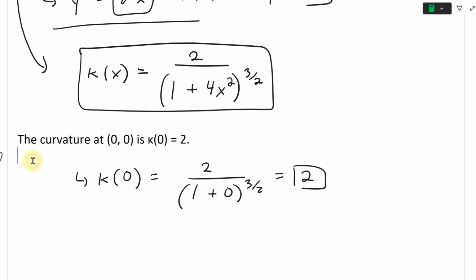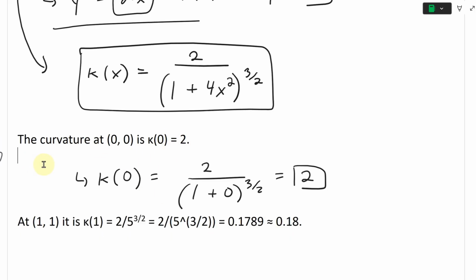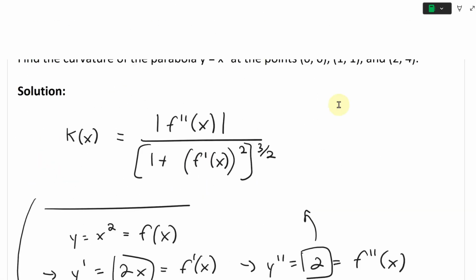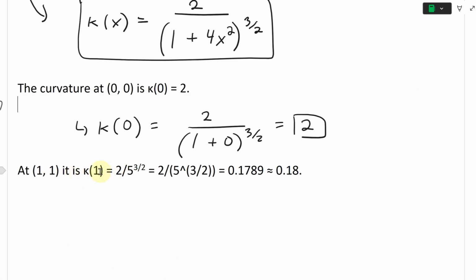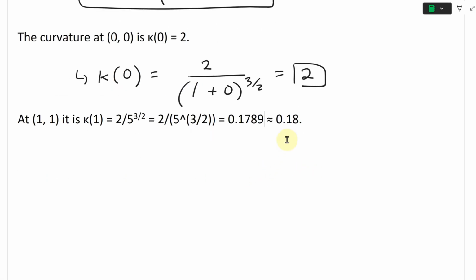That's just like that. And now the next setup is at 1, 1. So we're asked at 1, 1. The next one is 2, 4. So at 1, 1, the curvature is, you'll have kappa of 1 equals 2 divided by 5, because if we put a 1 here, it'll just be a 1, and then 1 plus 4. And then that'll just be 5. So equals 2 over 5 to the power of 3 over 2. And then again, for the calculator in my OneNote, you have to write it like this. And then you could just use the built-in calculator. And this equals, equals space. So 0.1789 or approximately 0.18.